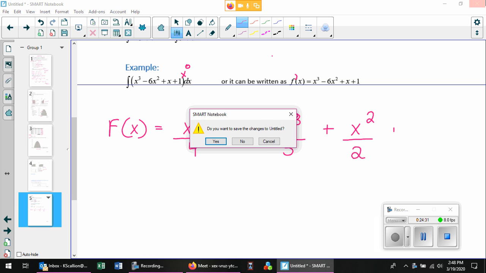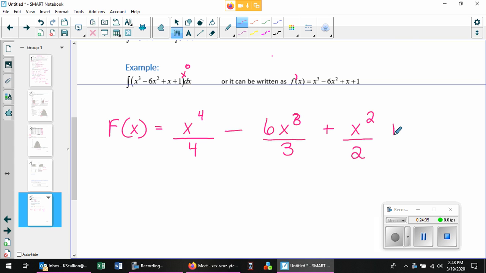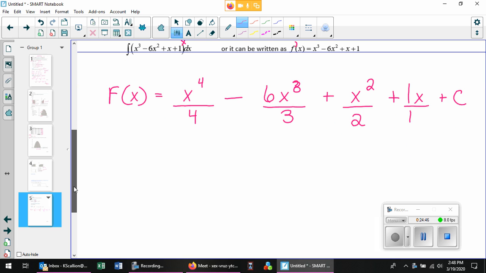This will be plus 1x divided by 1 plus my c. I'm just writing that right now. You're going to get to the point where you can do this pretty quickly. So we're going to tidy this up. So this would be x to the exponent 4 over 4 minus 2x cubed plus x squared over 2 plus x plus c.